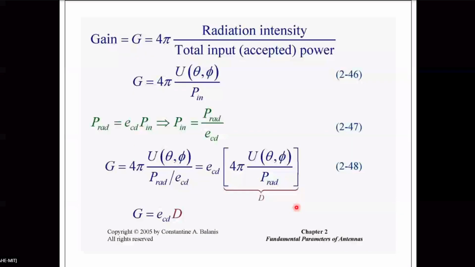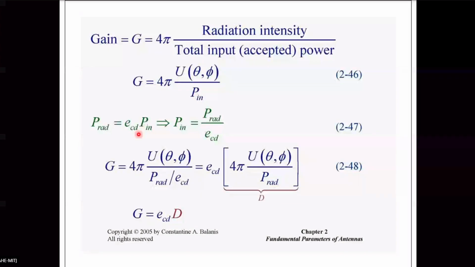So gain is 4 pi times the radiation intensity over the total input power for the transmitting antenna. For the receiving antenna, it is the accepted power. So gain is 4 pi U of theta phi by P in. Instead of P rad, we have P in.